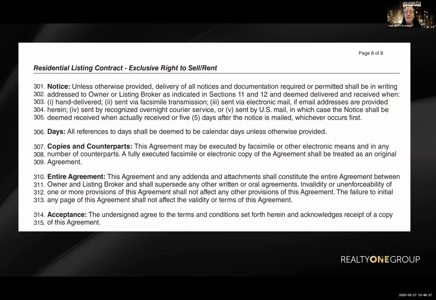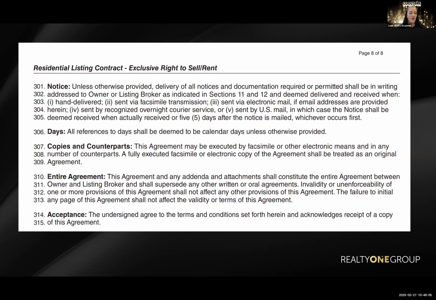Or sent by U.S. mail, in which case the notice shall be deemed received when actually received, or 5 days after the notice is mailed, whichever occurs first. That last one is really more designed for the rental side of things as far as notices go. But the other few are probably your better options anyway as far as tracking goes. All references to days shall be deemed to be calendar days, same as the contract.